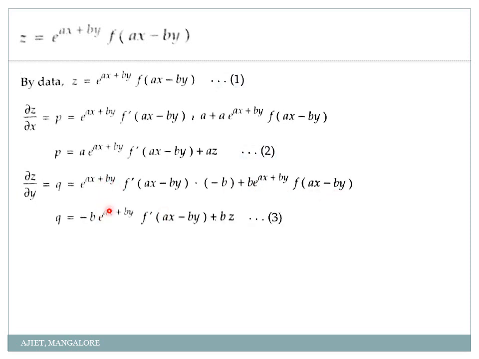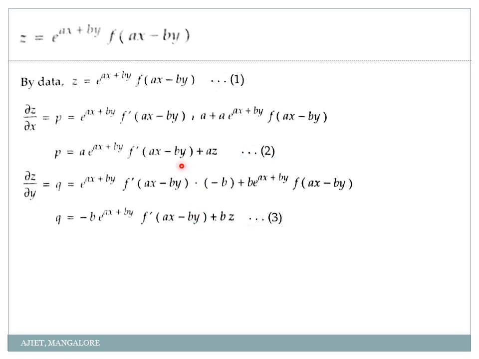So q is equal to minus b e power ax plus by into f dash of ax minus by plus b into this entire term. I am calling it as what? Z. Okay. Now what can I do with equation 2 and 3? How will you eliminate the function? See, they are telling you to eliminate the arbitrary function. You need not worry about a and b. You have to concentrate only on your function f. Let a and b remain as they are. So what can I do?